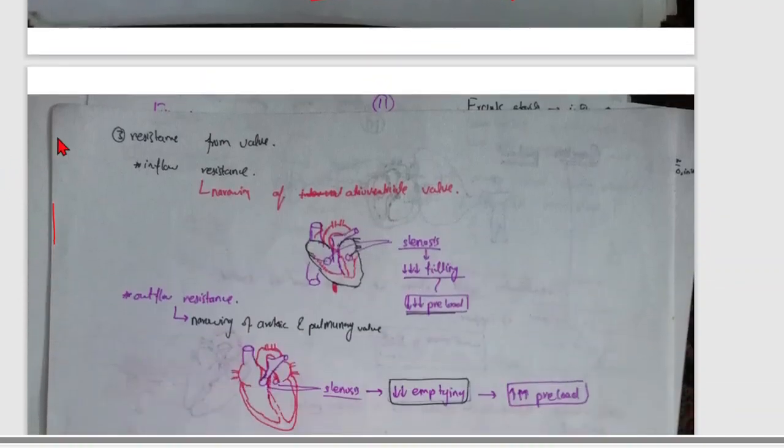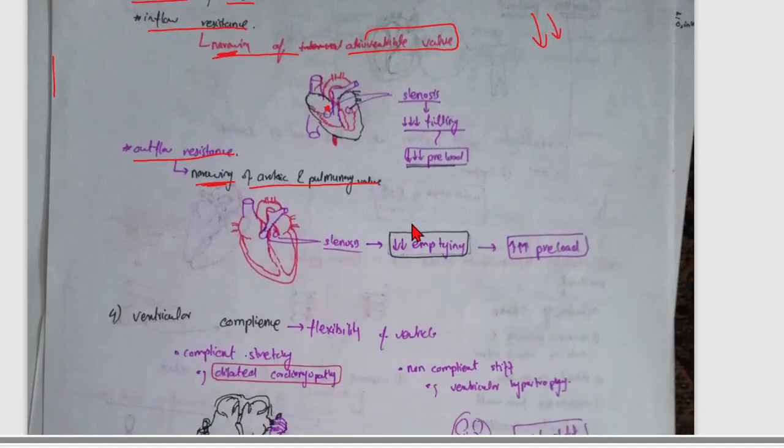Okay, now we will talk about the resistance from the wall: inflow resistance and outflow resistance. There are two resistances. The inflow resistance is the atrioventricular wall between the atria and the ventricle. If it becomes narrow, less blood moves inside. Another is the outflow resistance. If the aortic and pulmonary valves become narrow, more pressure is needed to empty, so there is less emptying. Now you have to understand that if the atrioventricular wall is stenotic, less filling will occur and the preload becomes decreased.